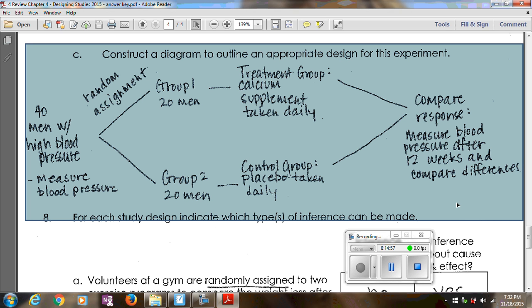I'm not going to randomly assign half the men and half the women to group 1 and half the men and half the women to group 2. That's not a block design. You want to make sure you're running parallel experiments.